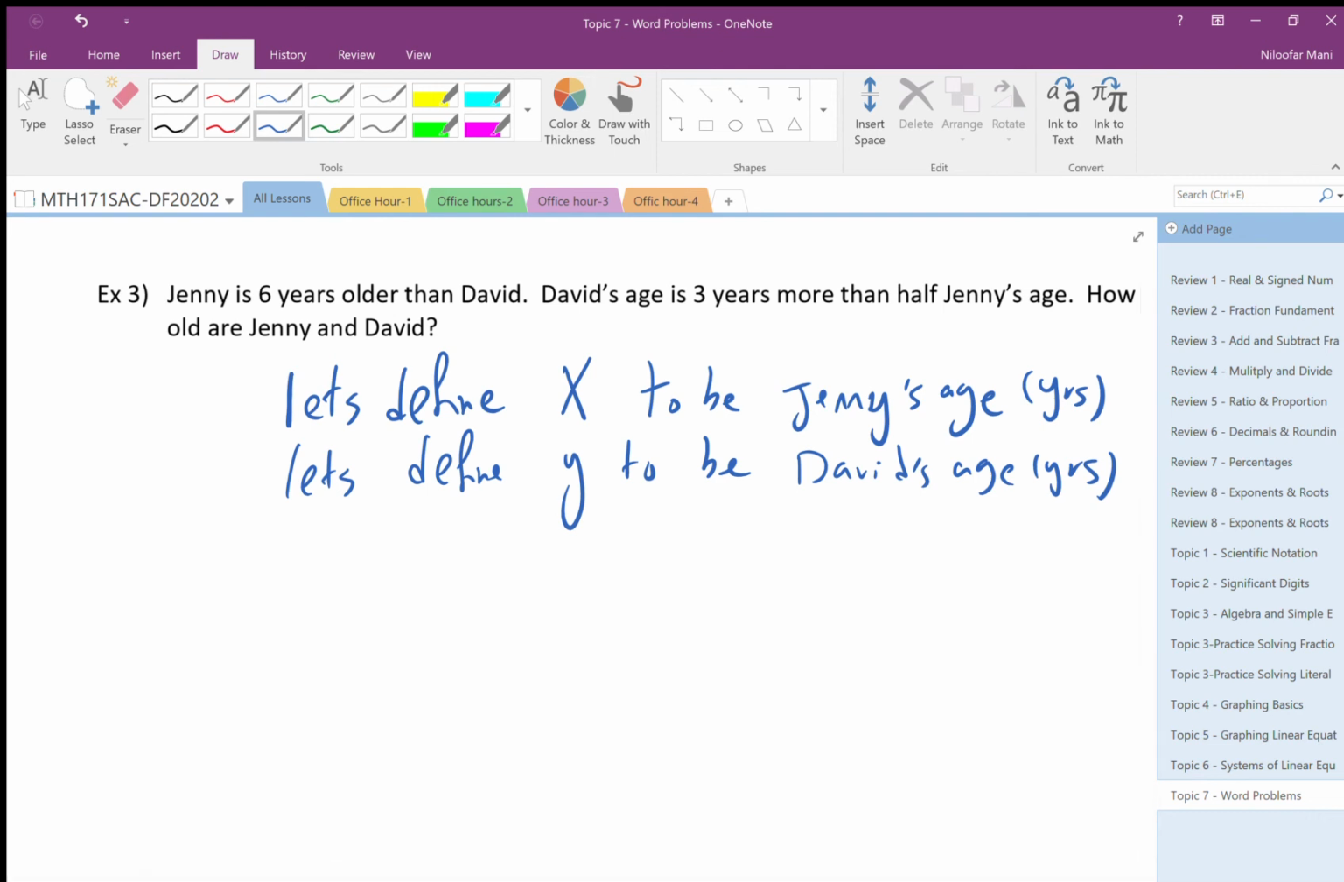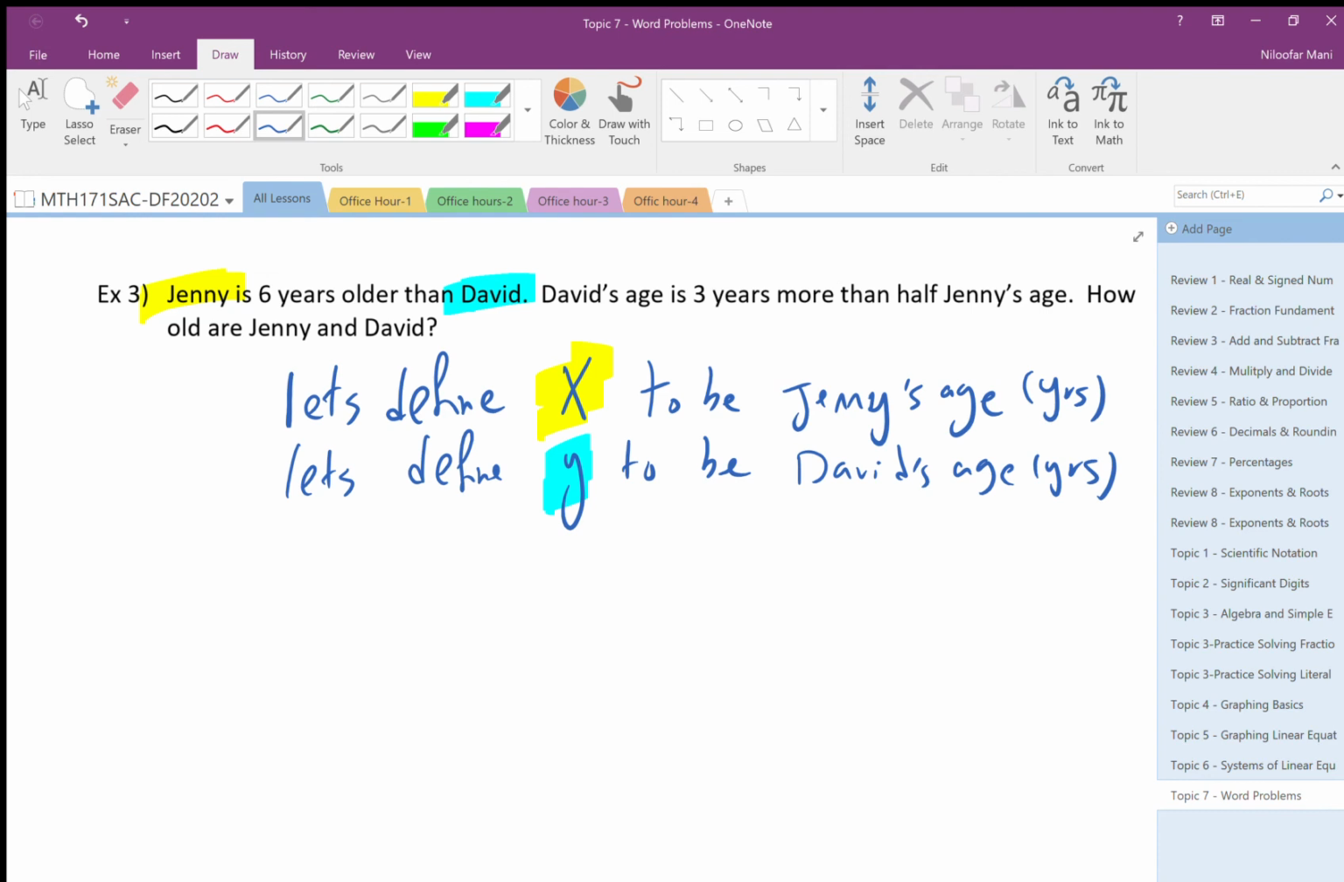First step you read, understand. Second, you define. Third, Jenny is 6 years older than David. I am older than you, most of you. So your age plus a number is my age, or my age minus a number is your age, because older. So which one is Jenny? X. So X is Jenny, and Y is David.